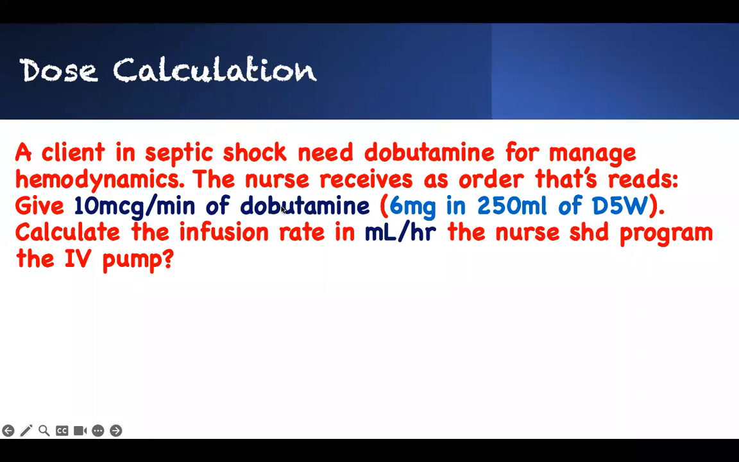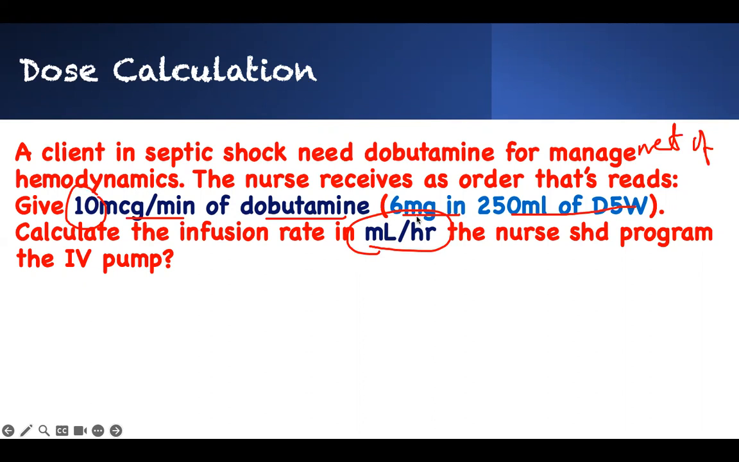So a client in septic shock needs dobutamine for management of hemodynamics. The nurse receives an order that reads 10 microgram per minute of dobutamine and 6 milligram in 250 of D5W. Calculate the infusion rate in ml per hour. The nurse should program the IV pump. This is a little bit difficult, but you got to slow down.